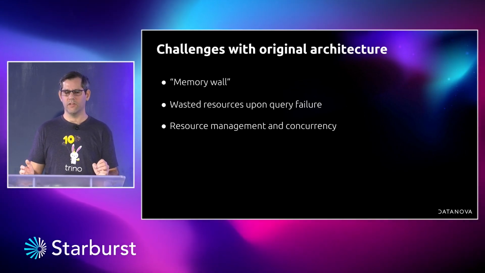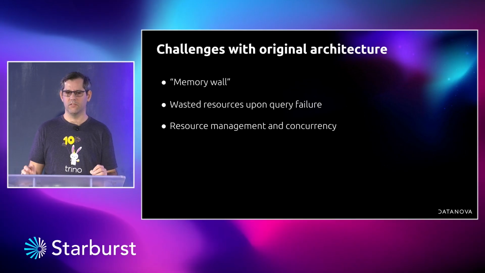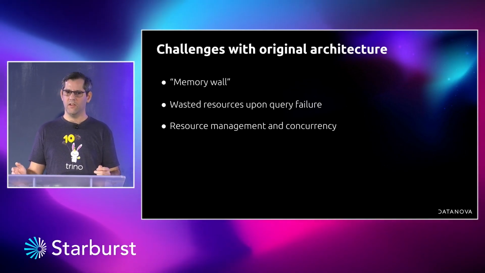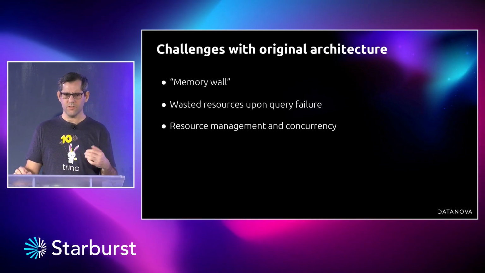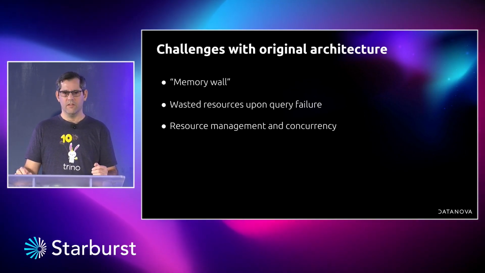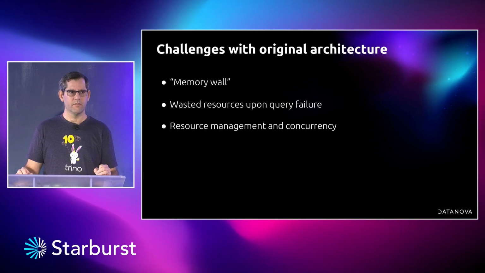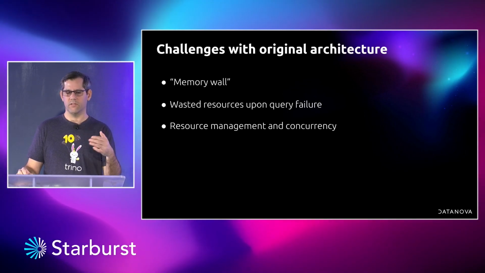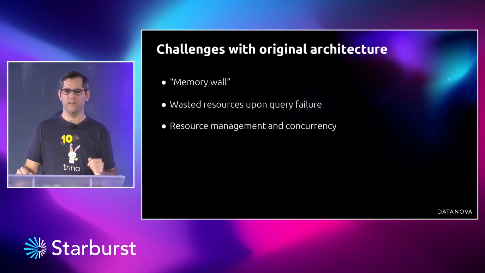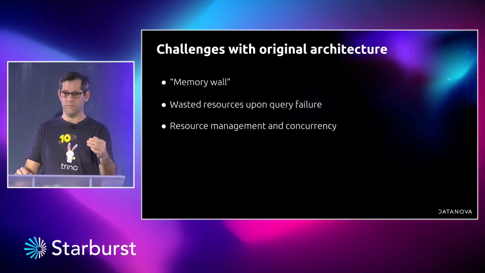Companies and organizations don't want to have big clusters just to satisfy a few queries, with those clusters sitting idle the rest of the time. So having a more flexible strategy there is important, and that was one of the challenges of the previous architecture. The second one is that queries in Trino had to run to completion. They had to start running and complete, or if there was a failure in the middle, the whole query would fail. There was no way to restart from where the query left off.